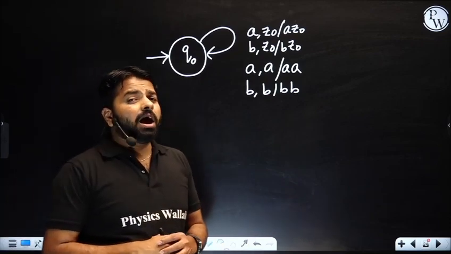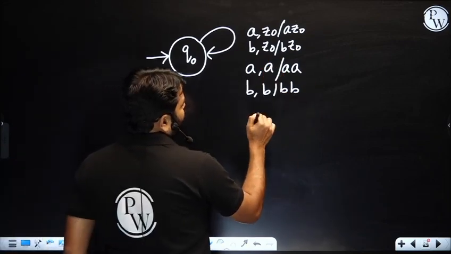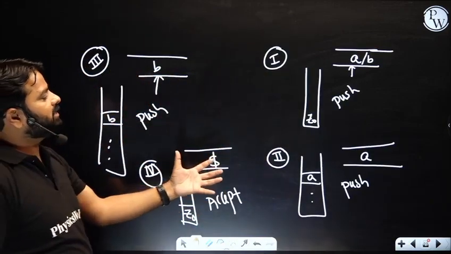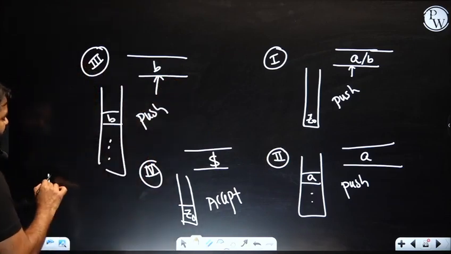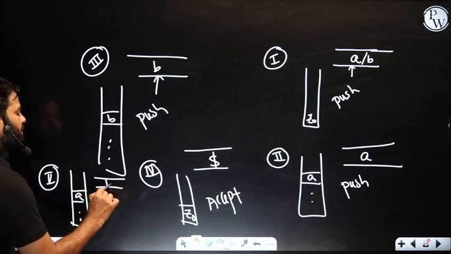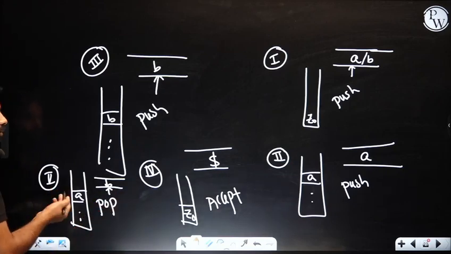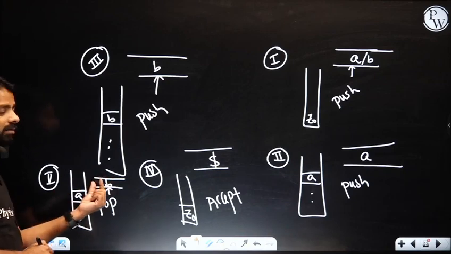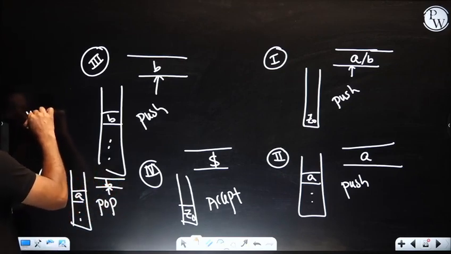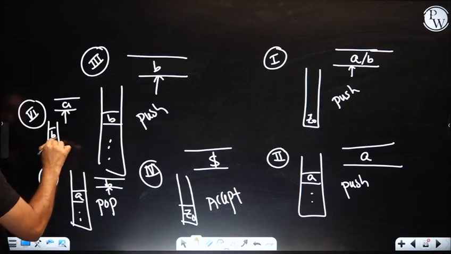What is the other case? Opposite symbols. If A is there, B comes. If B is there, A comes. Total how many cases have I taken here? Same case, opposite case, I missed it. Let's take the opposite case as the fifth case. If A is here and B is here, opposite symbols, then pop. We have two cases here: B, A and A, B. So opposite symbols, take it as one more case, that's the sixth case. If you have A and the top of the stack is B, then pop.